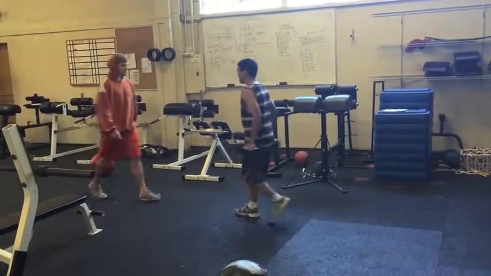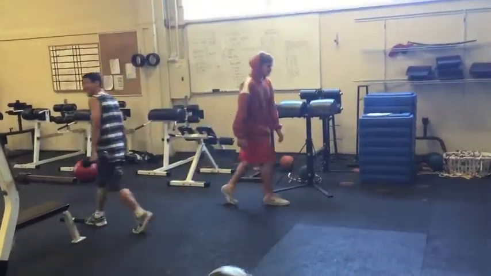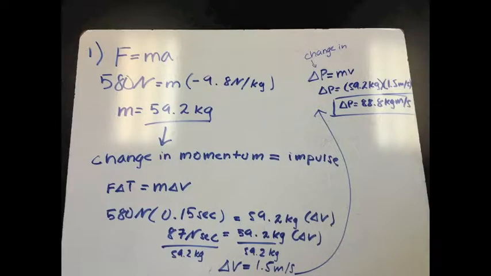Paul for 0.15 seconds. What is the change of momentum of Paul? We first have to use force is equal to mass times acceleration to find our mass. So we plug in our values. 580 newtons is equal to mass times negative 9.8 newtons per kilogram, which is the acceleration of gravity. To find that, mass is equal to 59.2 kilograms.